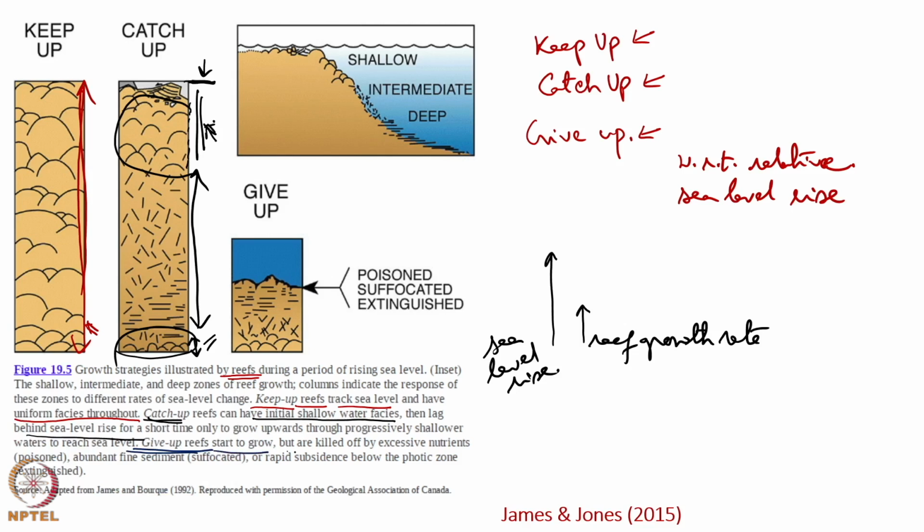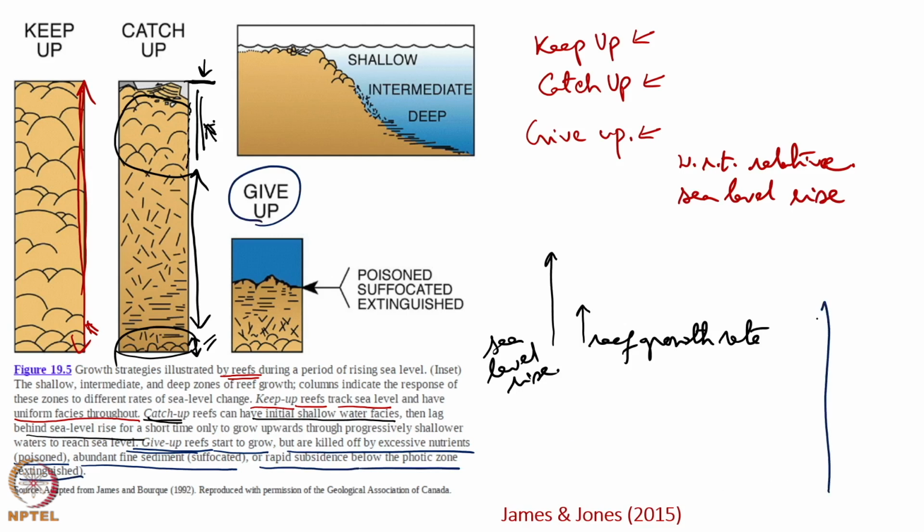They start to grow but are killed off by excessive nutrient poison, abundant fine sediment, suffocated or rapid subsidence below the photic zone. This means in case of the give up reefs, the sea level rise is much faster and the reef's growth is much slower. Therefore, too much height difference happens with the water column, and because of that unfavorable situation, the reefs can die and can get extinguished. They get suffocated. Suffocation happens because of abundance of fine sediments or because it goes below the photic zone.